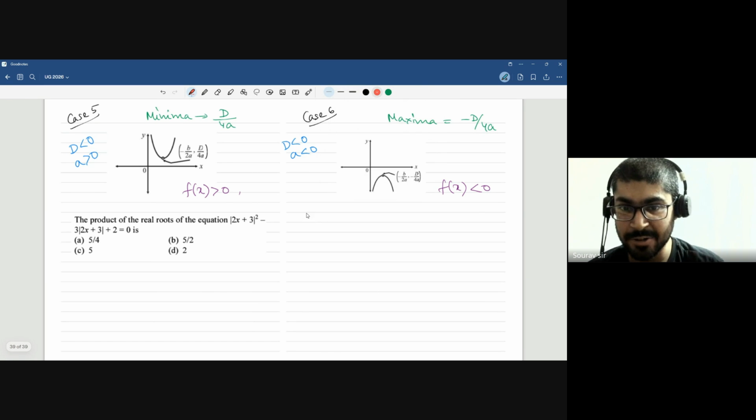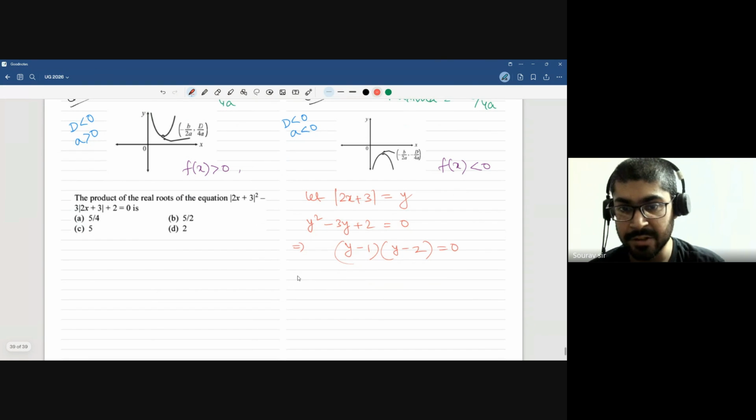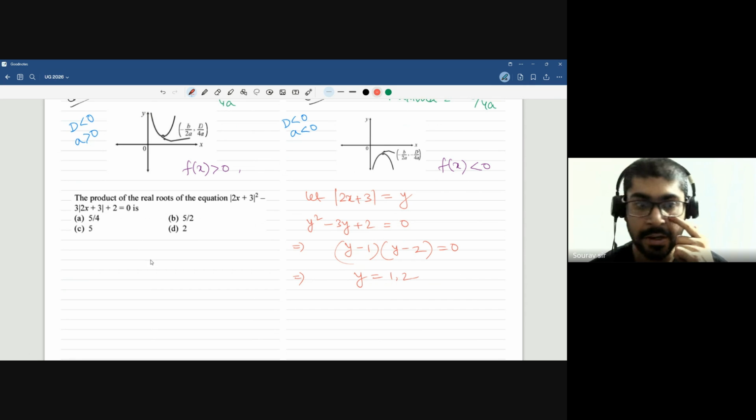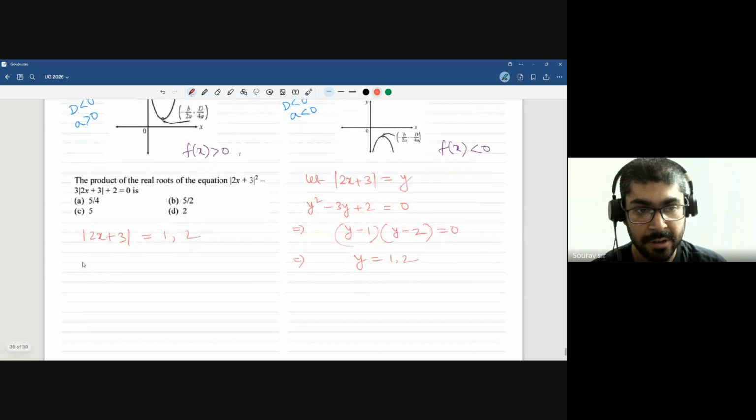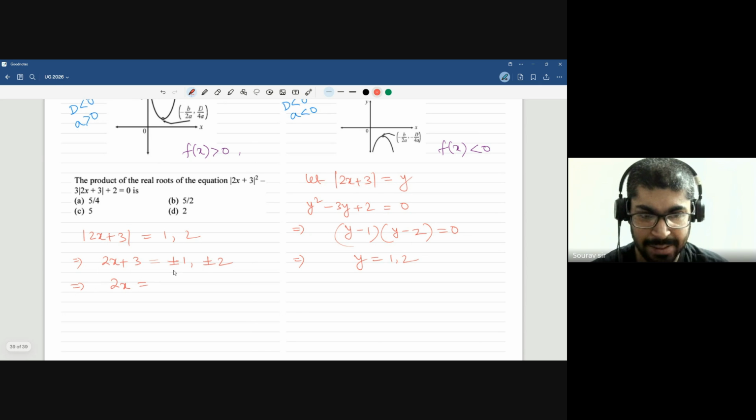2x plus 3 is in modulus, right? So you can just take let mod 2x plus 3 equal to y and then solve the problem. So this becomes y square minus 3y plus 2 is equal to 0, which means y minus 1 into y minus 2 is equal to 0. So this means y is equal to 1 comma 2. So this means mod of 2x plus 3 is equal to 1 comma 2, which means 2x plus 3 is equal to plus minus 1 comma plus minus 2, which means 2x is equal to minus 3 plus minus 1.